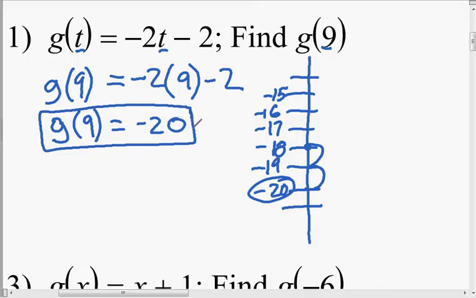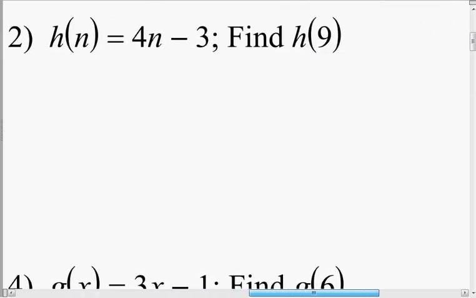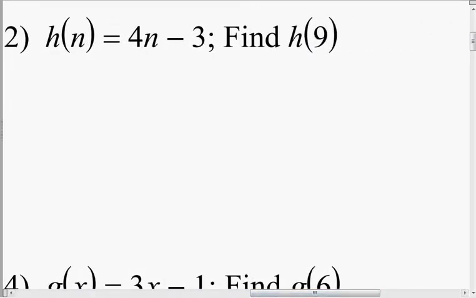Okay. Take a quick look at number 2 and see if you can evaluate h of 9. Once you're done, pause the video while you do that, then come back and I will put the answer up. Okay, now that you're back, I do 4 times 9. 4 times 9 is 36. 36 minus 3 is 33. If you didn't get that answer, go back and watch the first part of the video, see if you can get that.